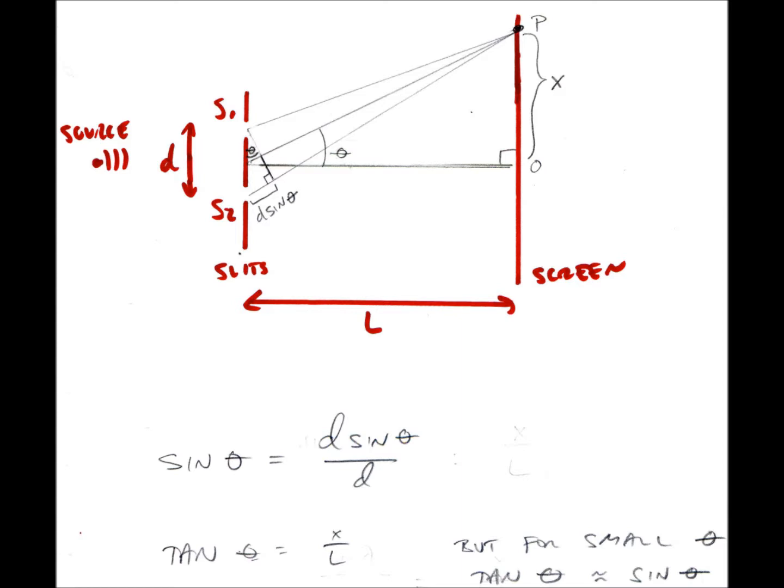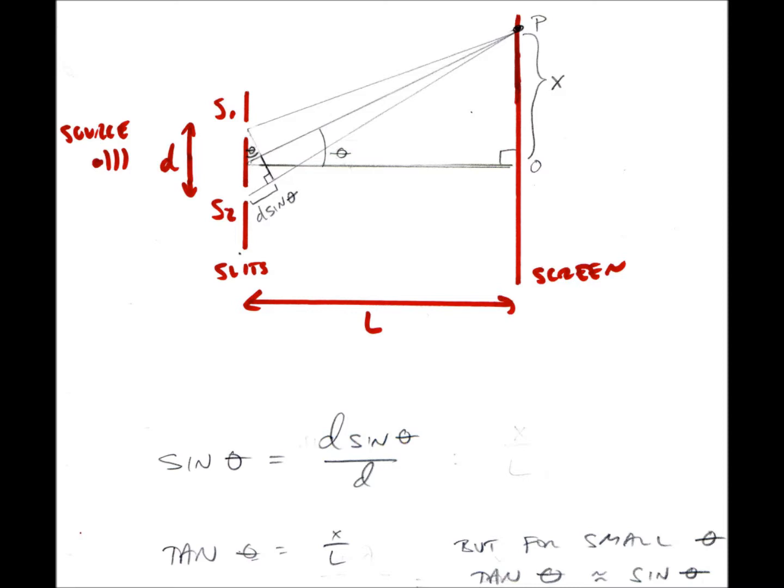And then the second triangle, you have tan of theta is equal to the opposite side over the adjacent side, or x over L. But for small angles of theta, tan of theta is approximately equal to the sine of theta. And you can verify this for yourself with your calculator. I think that it isn't until you get to a degree of around 18 or so that the difference between sine of theta and tan of theta exceeds about 5%.